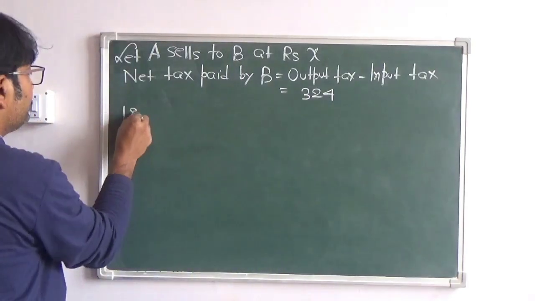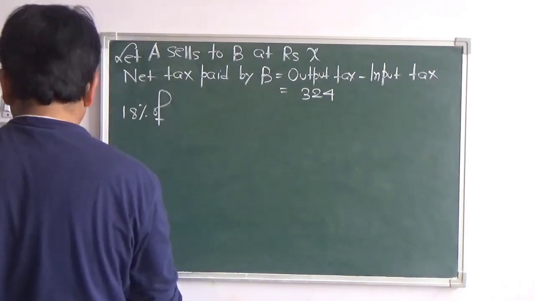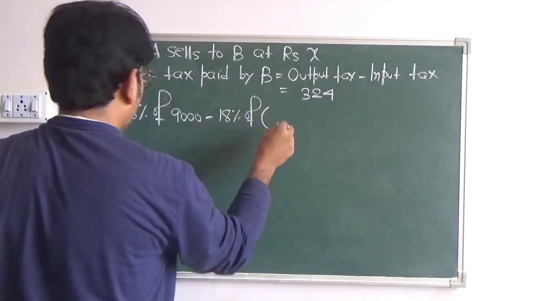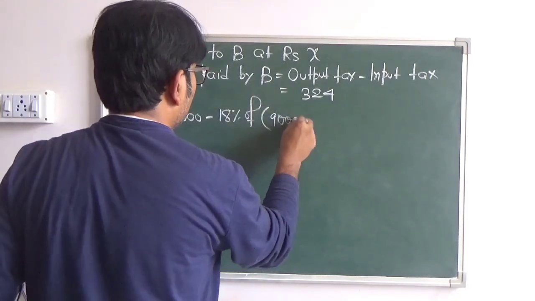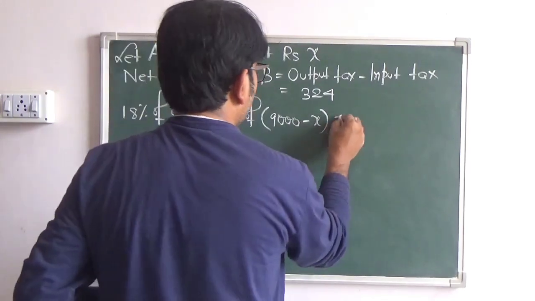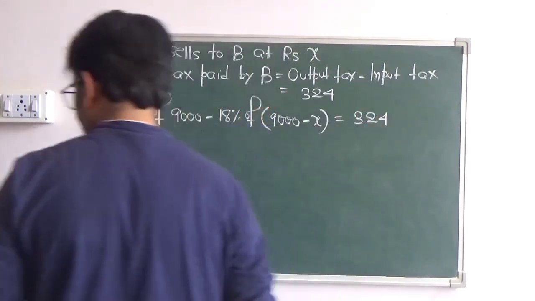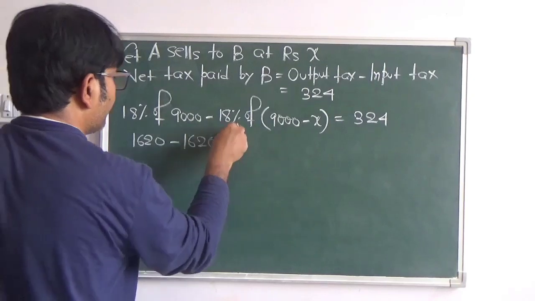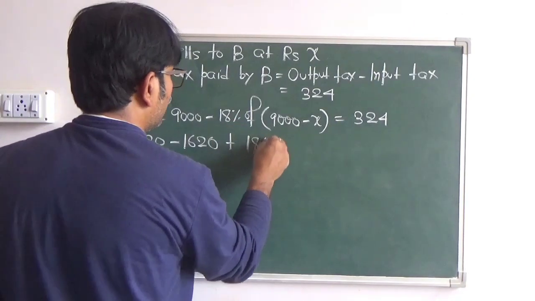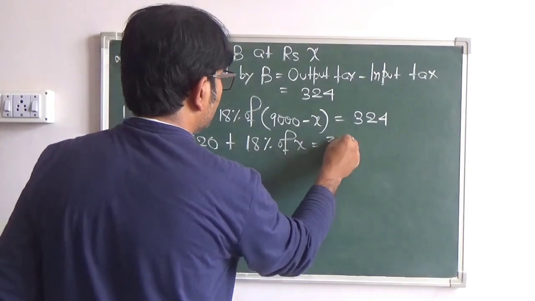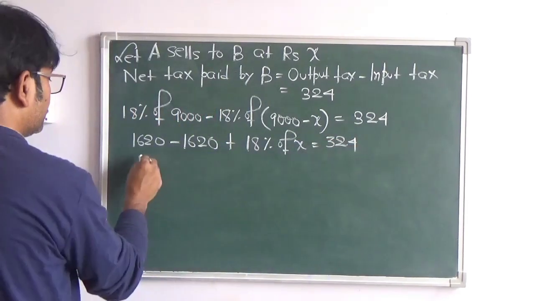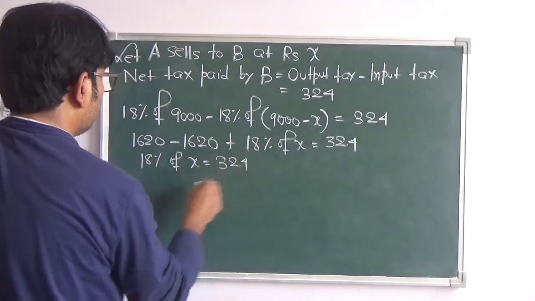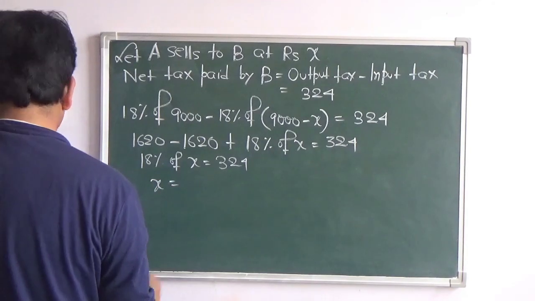So therefore 18% of 9,000 minus 18% of (9,000 minus X) is equal to 324. So 1620 plus 18% of X equals 324. So we get 18% of X equals 324. Here X is coming out to be 1800.